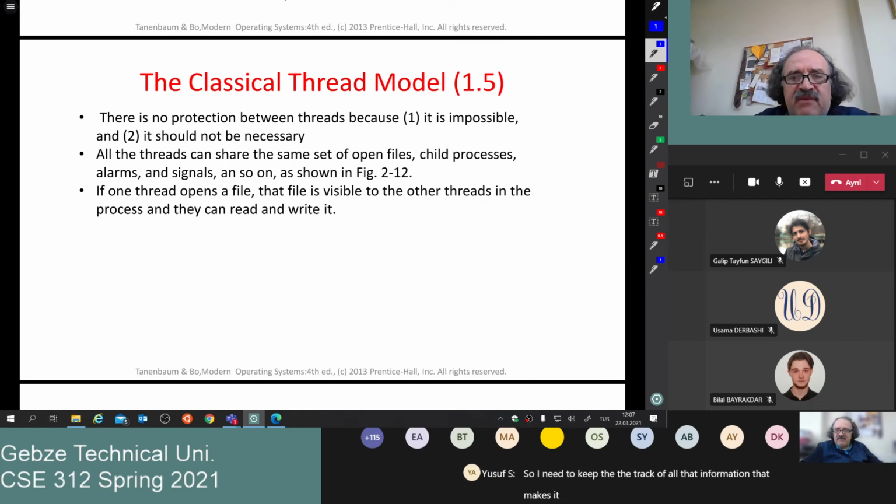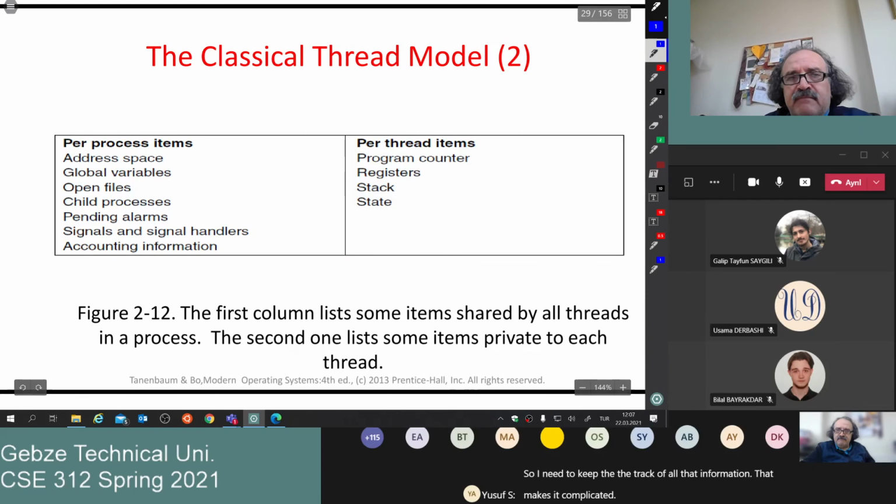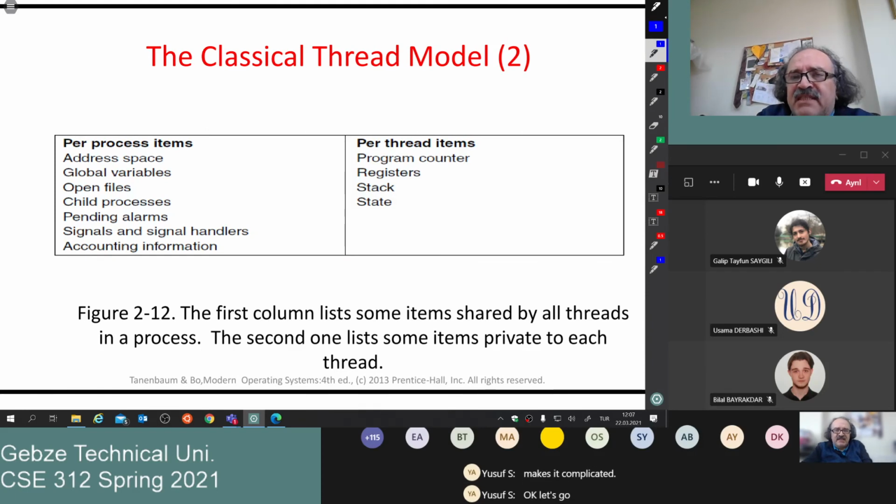So what is specific for each thread? That's the idea. Each thread has its own register set. That means each thread has its own program counter, its registers, its stack. I'm not talking about the stack pointer. I'm talking about the stack. Each thread has its own stack.